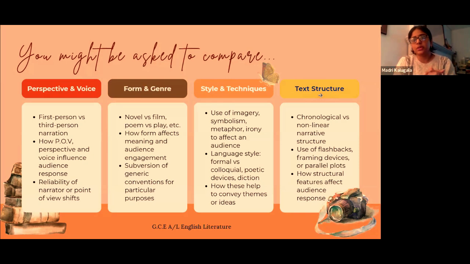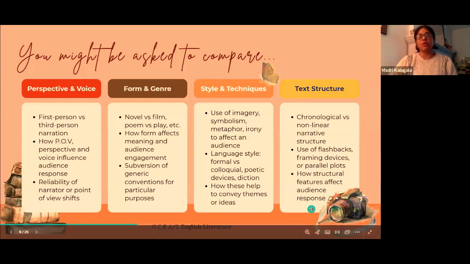Text structure. This would come most probably for longer texts, like novels or sometimes short stories, sometimes drama. But what is the narrative like? Is it non-linear? Is it chronological? Does it go from beginning to end? Sometimes does it start from the end and move to the middle, and then go back to the end and then move to the beginning? So what are the different strategic choices that a writer is making with the text, right? These uses of flashbacks, framing devices, all of these.